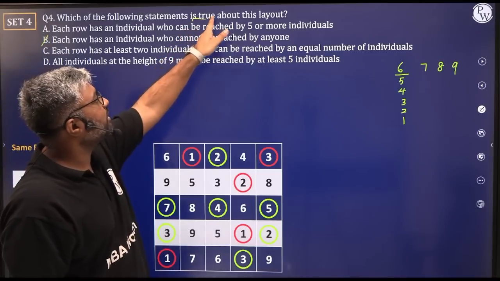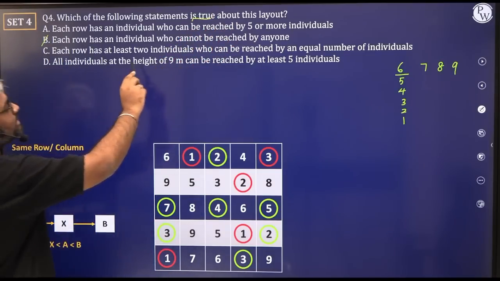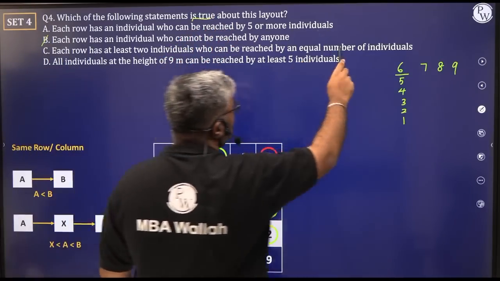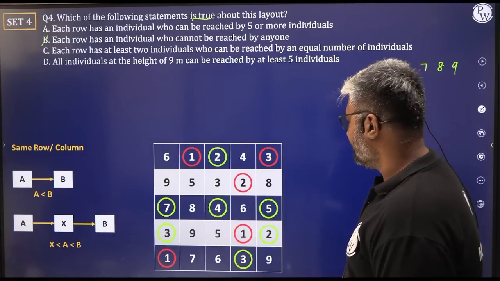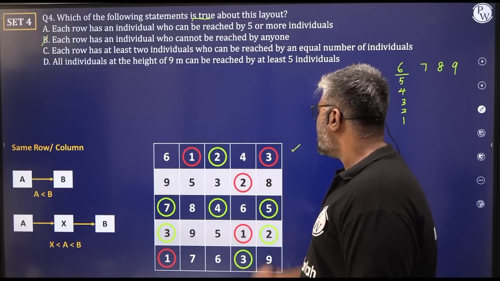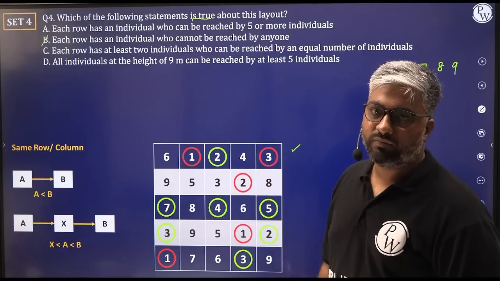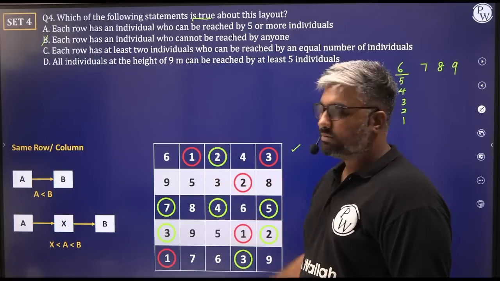They're asking which of the following is true. This is definitely not true. We can eliminate. Each row has at least 2 individuals who can be reached by an equal number of individuals. Let's see if we can make do with what we have. Here we have a 0, here we have a 0. So yes, at least 2 terms, 2 platforms have equal number of reachability, right?